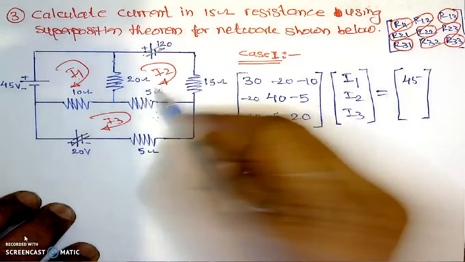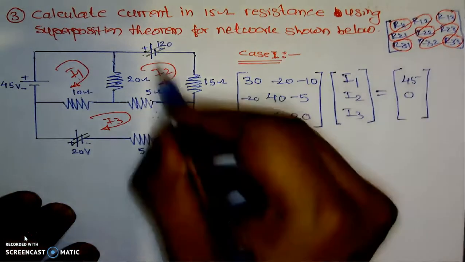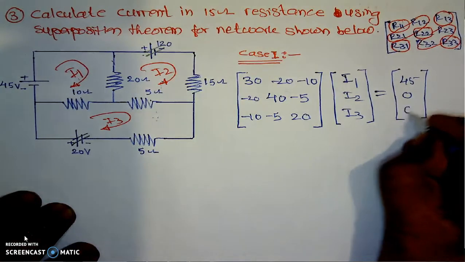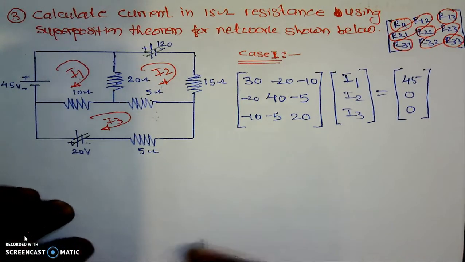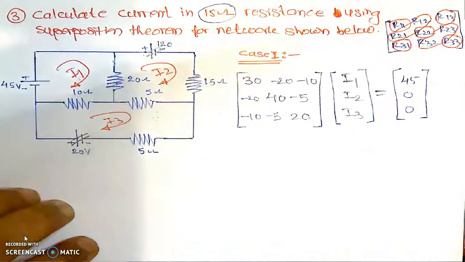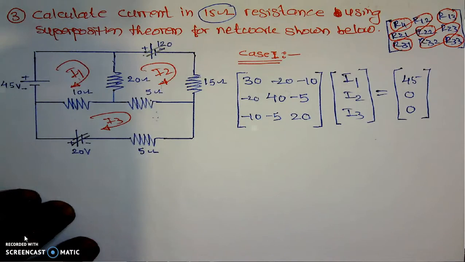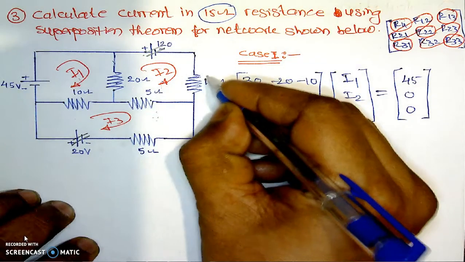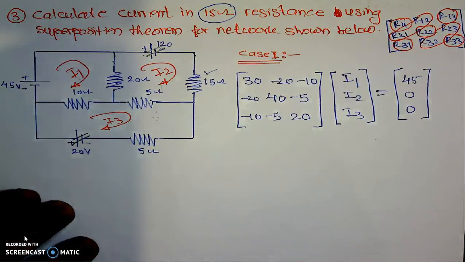The value of the constant C2 will be 0, because this source will be replaced by its internal resistance. And finally, the value of the constant C3 will be 0. Now this is the equation. Which current are we interested in? We are interested in calculating the current in the 15 ohm resistance for source 1. That means we are interested in I2 only.